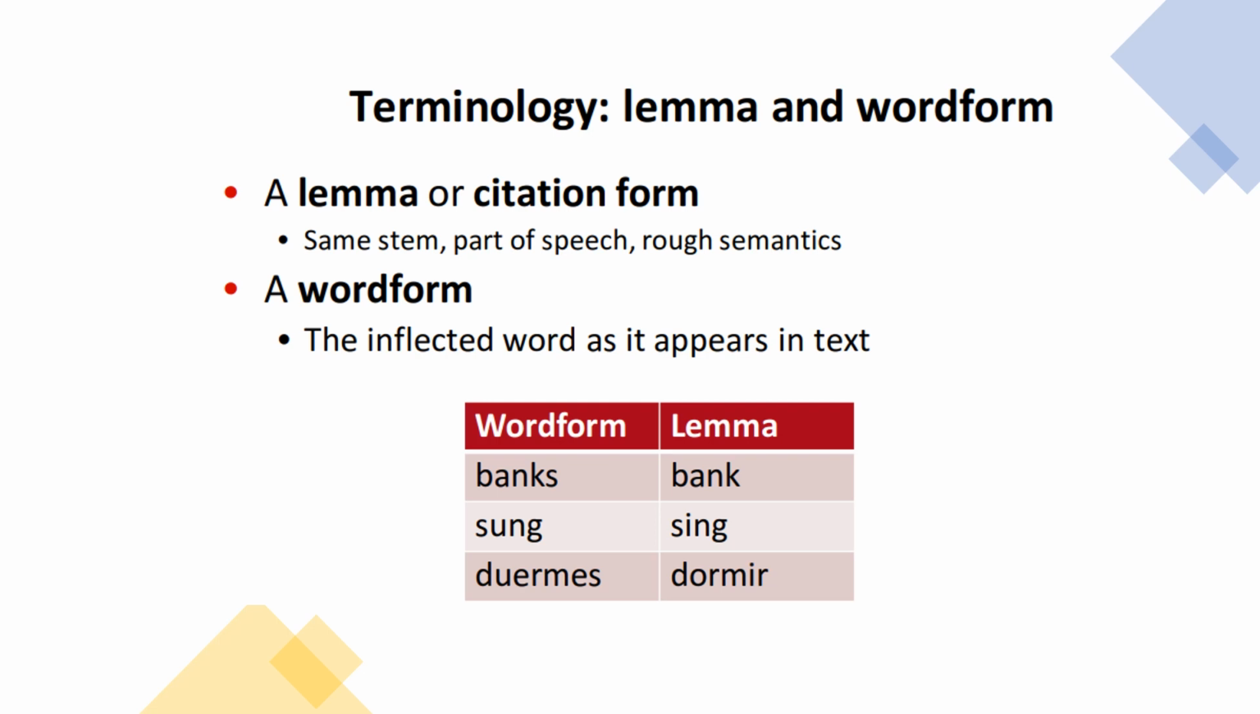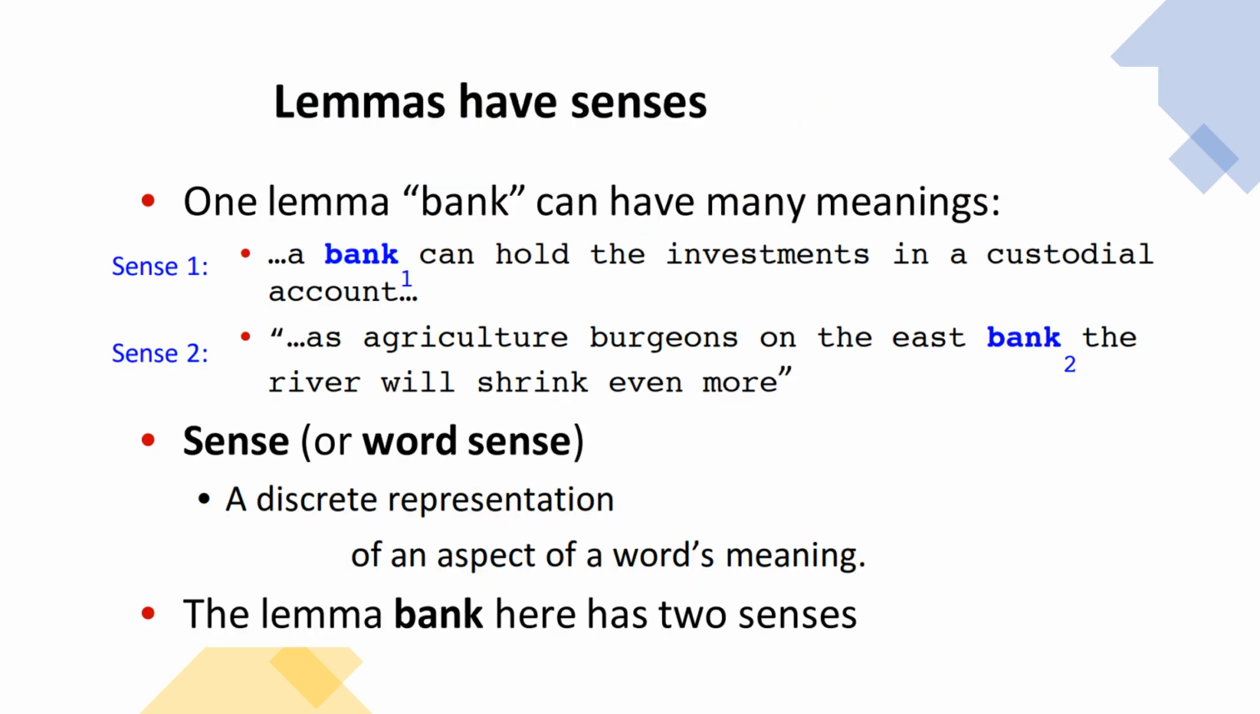A lemma can have different senses. The aspect of a word can change based on its use in the sentence. Let us understand this with an example of the word bank. If I am saying a bank can hold the investment in a custodial account, it means I am talking about the financial bank in which we deposit money or we withdraw our money. But there can be another sense also of the word bank. If one says, as agriculture burgeons on the east bank, the river will shrink even more, here the word bank represents the sloping land. It has a different meaning from the financial bank, of course.